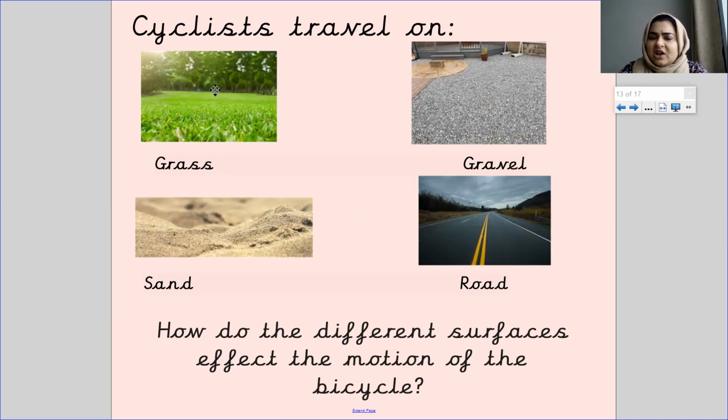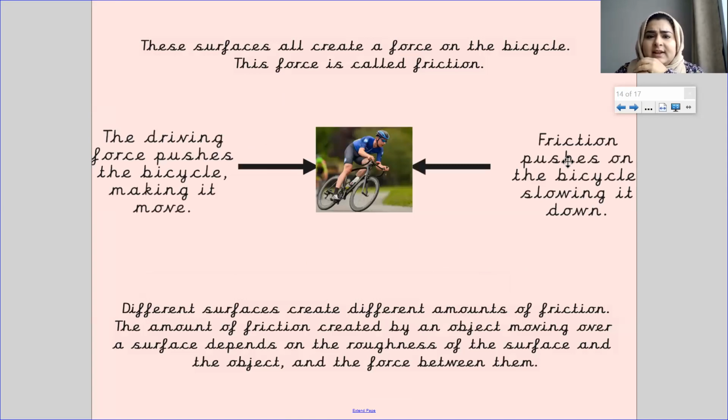All right, fantastic. So on grass, bikes tend to slow down a bit. On gravel, bikes tend to slow down a bit. On sand, bikes tend to slow down a bit. And on road, they actually ride a bit faster because roads are usually a lot smoother, not bumpy. Now, these surfaces will create a force on the bicycle.